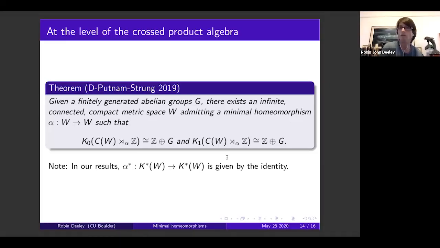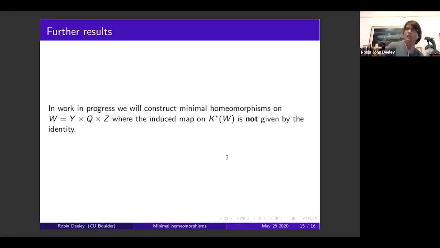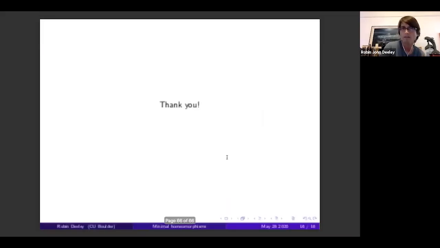So as I mentioned in passing, we're working on studying and writing up constructions where we don't get the identity as that map on K-theory. And what that'll eventually let us do is get abstract K-theory groups that we want in more generality. I can state the precise result, but because of time, I think I'll end there, and thank you for your attention.